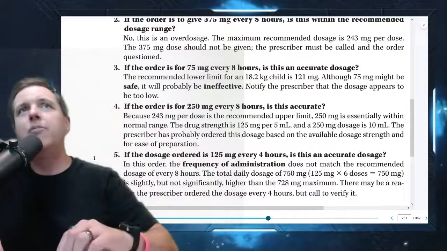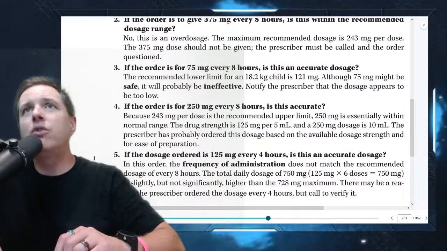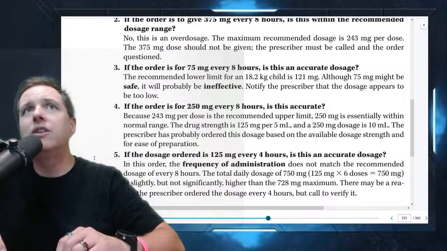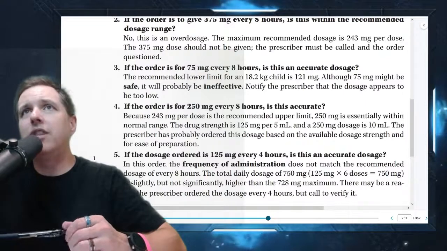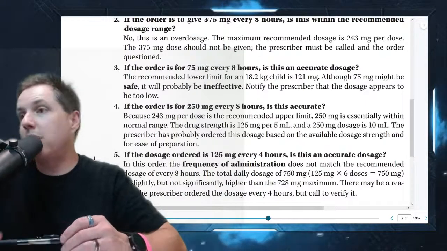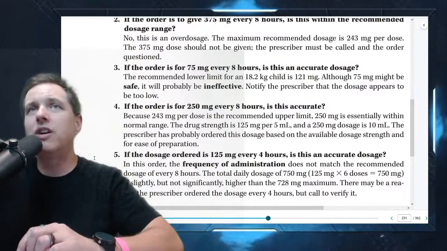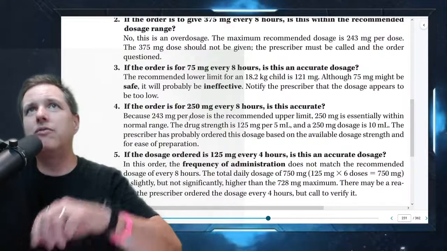So they say because 243 milligrams per dose is the recommended upper limit, 250 milligrams is essentially within this normal range. The drug strength is 125 milligrams per 5 milliliters, and a 250 milligram dosage is 10 milliliters. And then they say the prescriber has probably ordered this dosage based on the available dosage strength and the ease of preparation. So it was probably an easy calculation to administer, and it's close enough to the high end that it probably doesn't make a big difference.